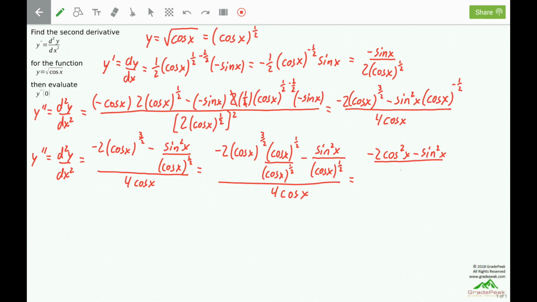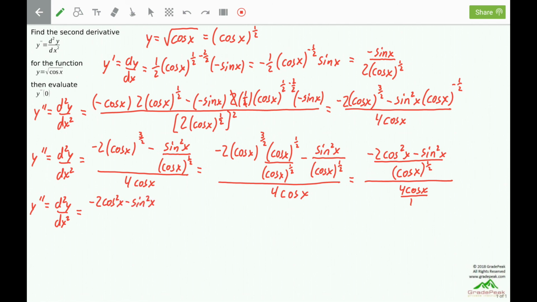all over a cosine of x to the 1/2 and then the entire thing over 4 cosine x. That 4 cosine x, being that it's in the denominator and the numerator is a fraction, I'm going to put that over 1, so it's itself a fraction, and now I can reciprocate it and multiply it with the numerator. So y double prime, or d squared y dx squared, will be, in the numerator I have -2 cosine squared x minus sine squared x.